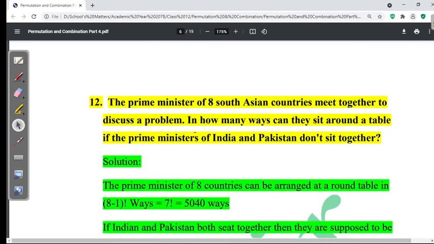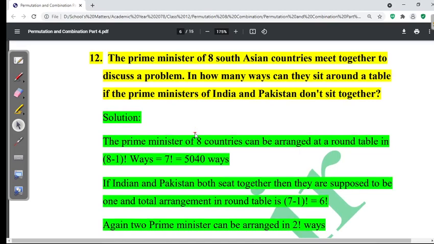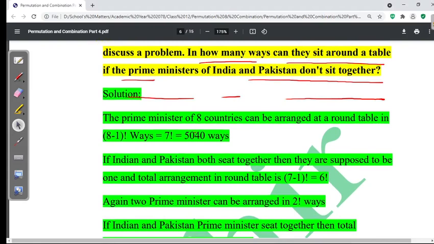Now moving to question number 12, dear students. In question number 12, the Prime Ministers of 8 South Asian countries met together to discuss a problem. In how many ways can they sit around a table? This is also circular permutation. If the Prime Ministers of India and Pakistan don't sit together, what will be the condition? Okay, it can be solved this way, dear students.